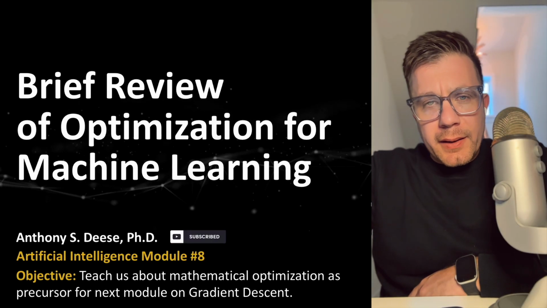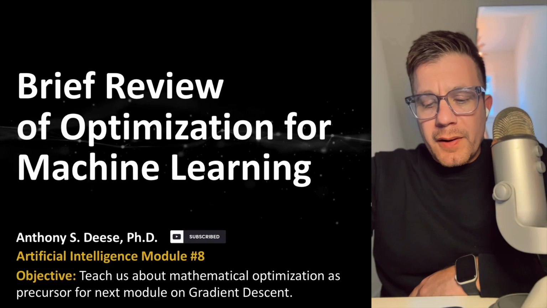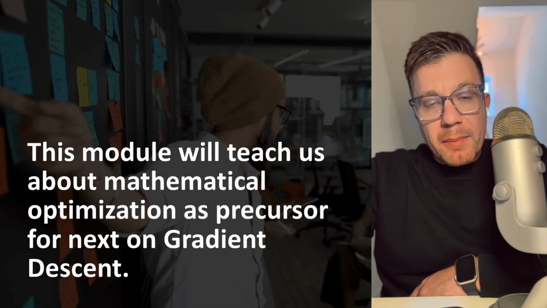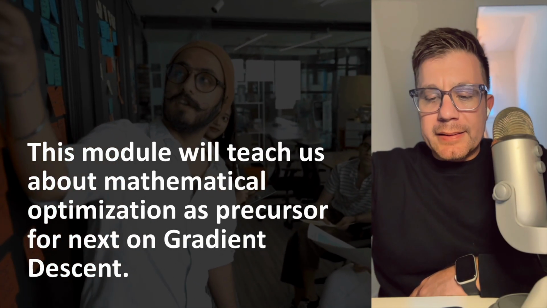Welcome to Module 8 in our series on artificial intelligence. This module presents a brief review of optimization for machine learning. Specifically, this module will teach us about mathematical optimization as a precursor for the next module on gradient descent.